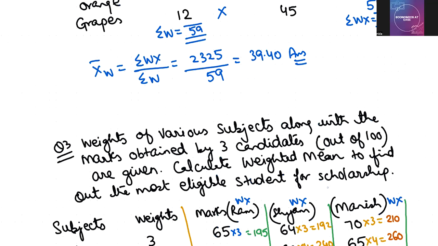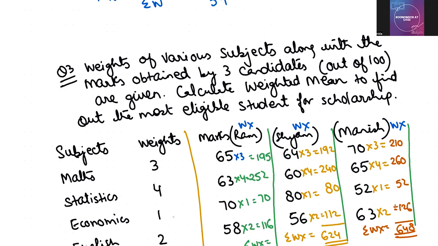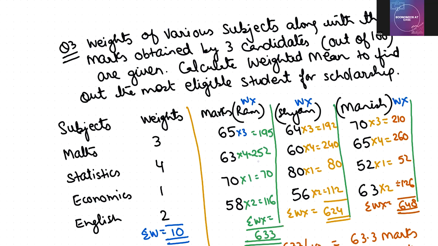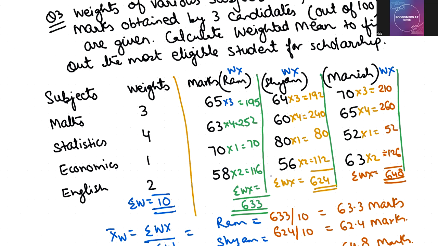Then weighted for various subjects, again, the weight are here given of the various subjects, and then you're going to multiply to the individual people, and then you're going to take out the, as according to the formula, put the values, and then the highest one is going to be the most eligible student, okay, for the scholarship. So this is the question we have solved.